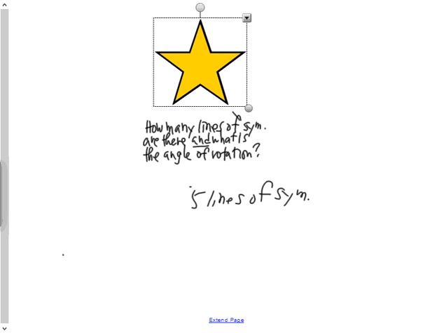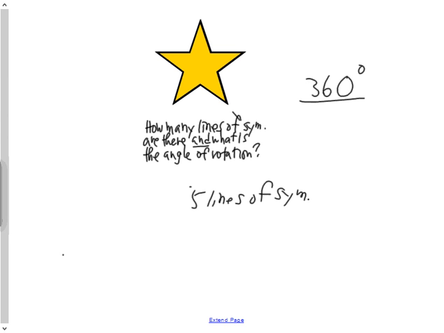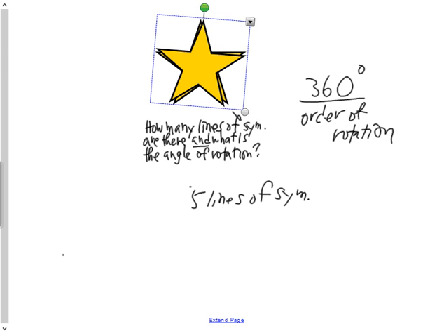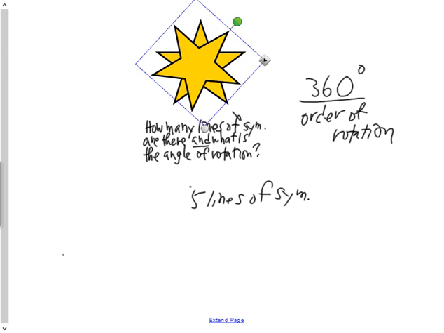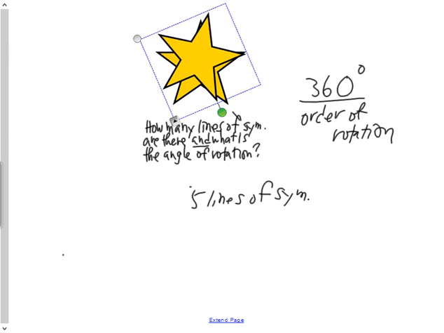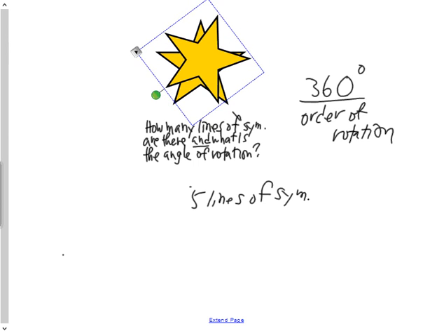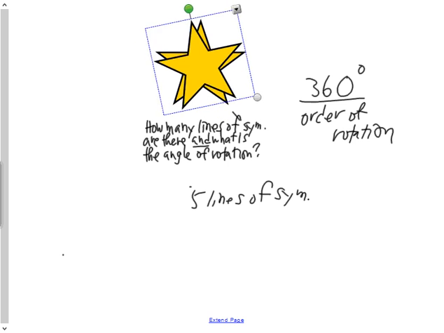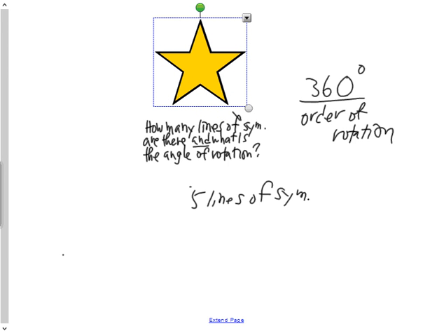The angle of rotation is calculated by taking 360 degrees, which is one full rotation, divided by the order of rotation. Now the order of rotation is a fancy way of saying, if I rotate this 360 degrees, how many times does it appear as itself? So there's the first one. We have to imagine that this star was perfect. It's not, but we'll pretend it is. It appears as itself once, twice, 3 times, 4 times, and finally when I go all the way around, 5 times. So we say the order of rotation of this star, if it were perfect, is 5.